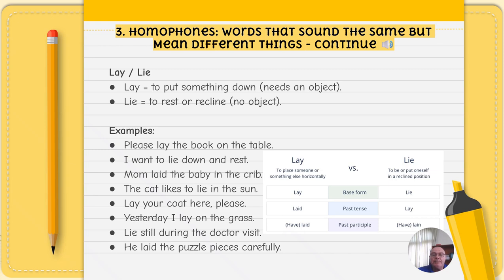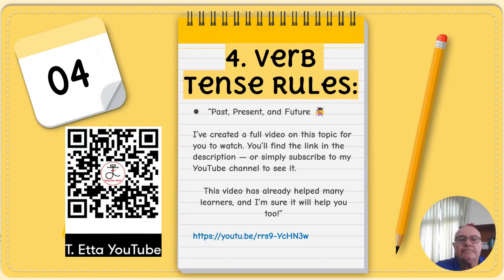Please lay the book on the table. I want to lie down and rest. Mum laid the baby in the crib. The cat likes to lie in the sun. Yesterday I lay on the grass. And there's a few more examples for you.